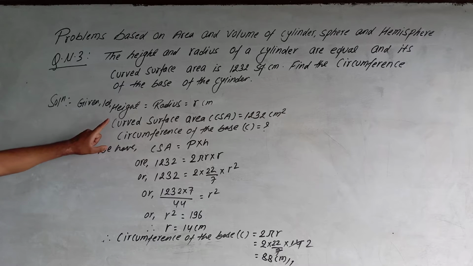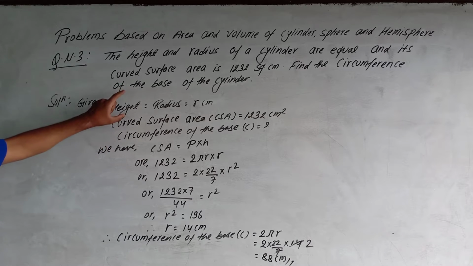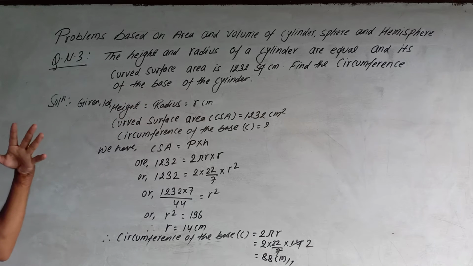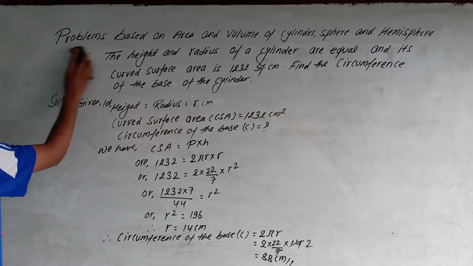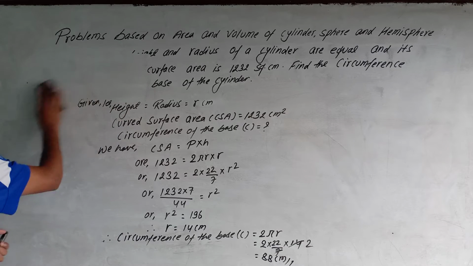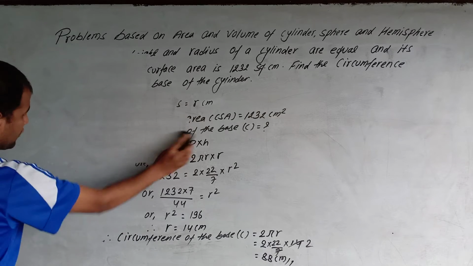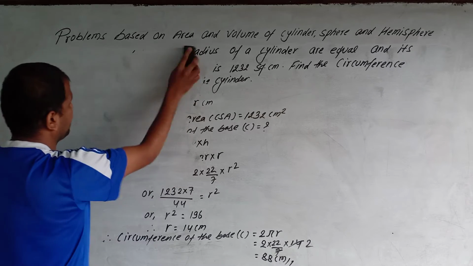Here, the curved surface area is given, the radius and height of the cylinder are equal, and we find the circumference. In this way, we find the circumference of the cylinder. Okay, this is about our third question. So let's discuss the fourth question.